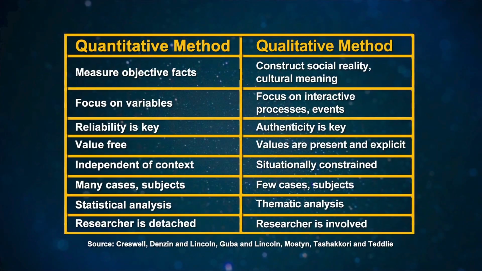Although there are many important differences between qualitative and quantitative research methods, there are some similarities between the methods that are sometimes overlooked. For example, both quantitative and qualitative researchers use empirical observations to address research problems.